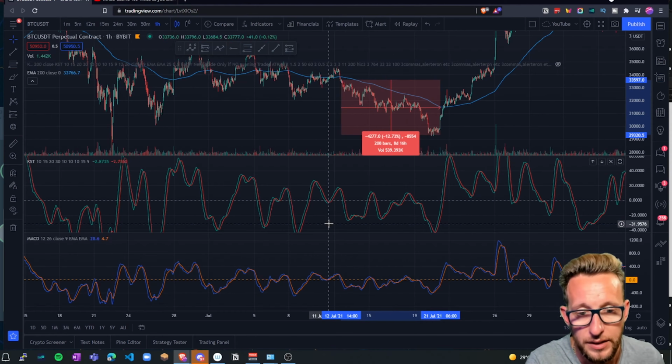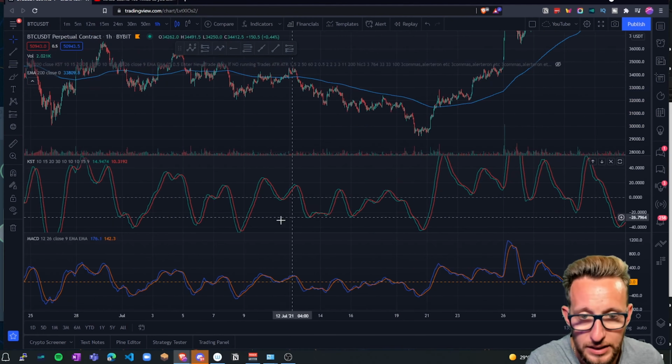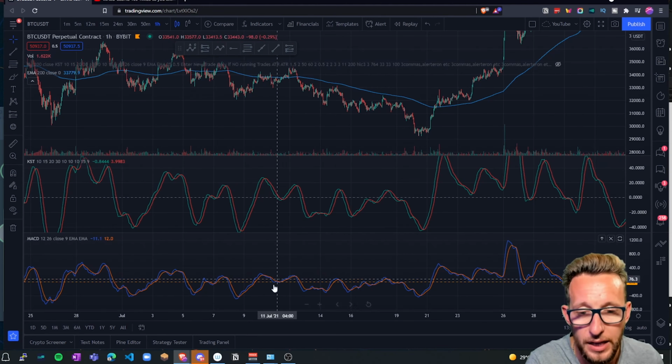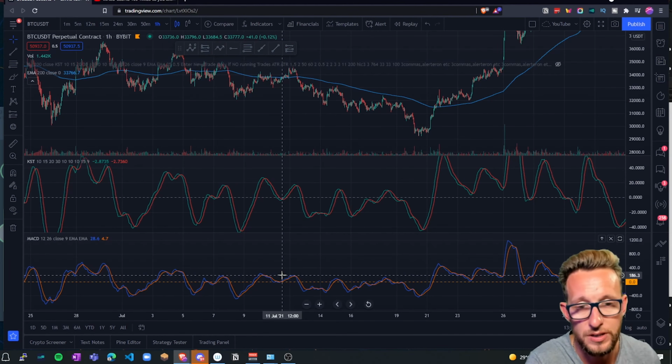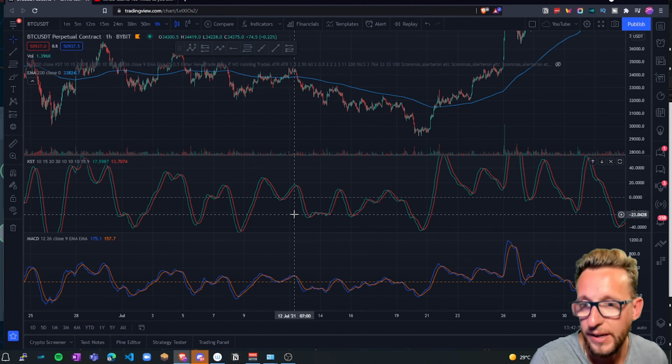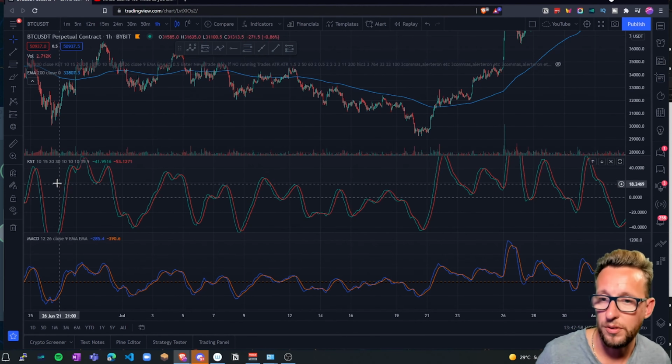So the actual idea of the KST is that it gets rid of a lot of the noise. It's better smoothed out, so you maybe get a little bit less entries, which means that you'll probably lose a little less money. Okay, right, let's take all of the code here.